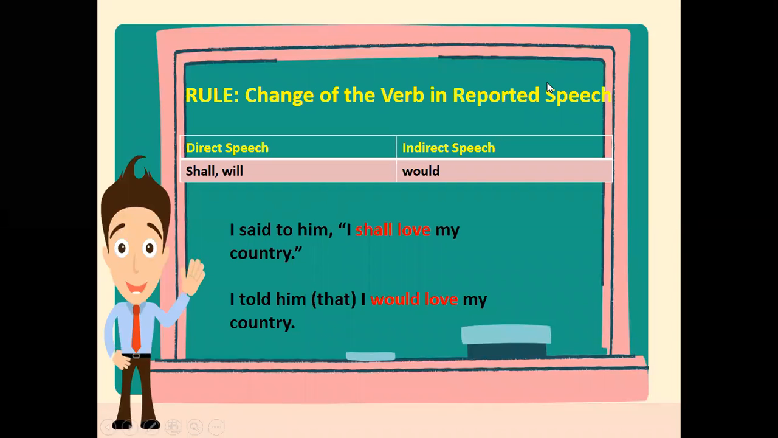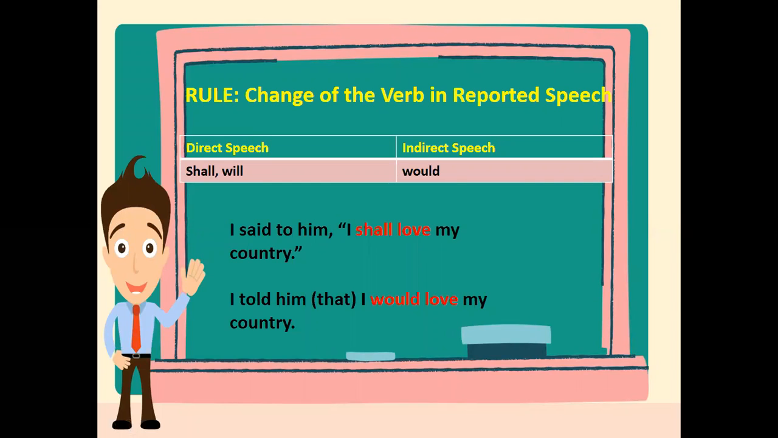So the next slide is, we have future tense. Always remember, in all four futures, we have shall or will. So remember, wherever you find shall or will, you will change it into would. Instead of knowing whether it is future indefinite, future continuous, future perfect, or future perfect continuous tense, you need not know what tense it is. Wherever you find shall or will, change it into would. So I said to him, "I shall love my country." It will change into, I told him that I would love my country.